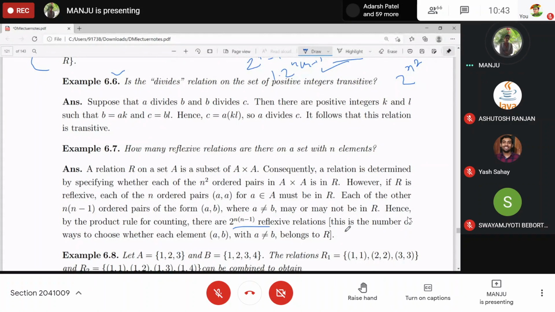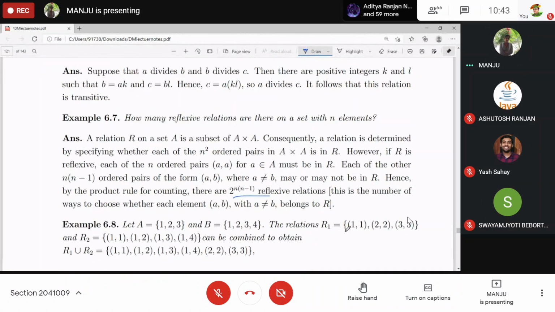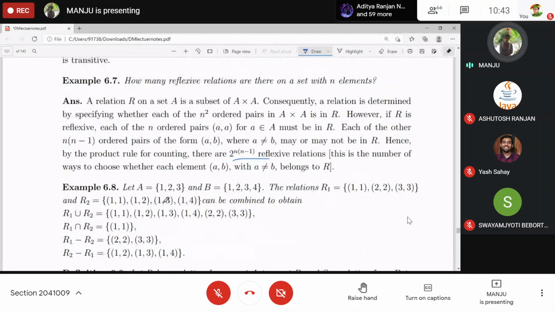Any doubt? No, ma'am. As the relation is a subset of A cross B or A cross A, it depends on whether A and B are the same or not. So here also, the relation between A and B should be a subset, that is, R should be a subset of A cross B, right?